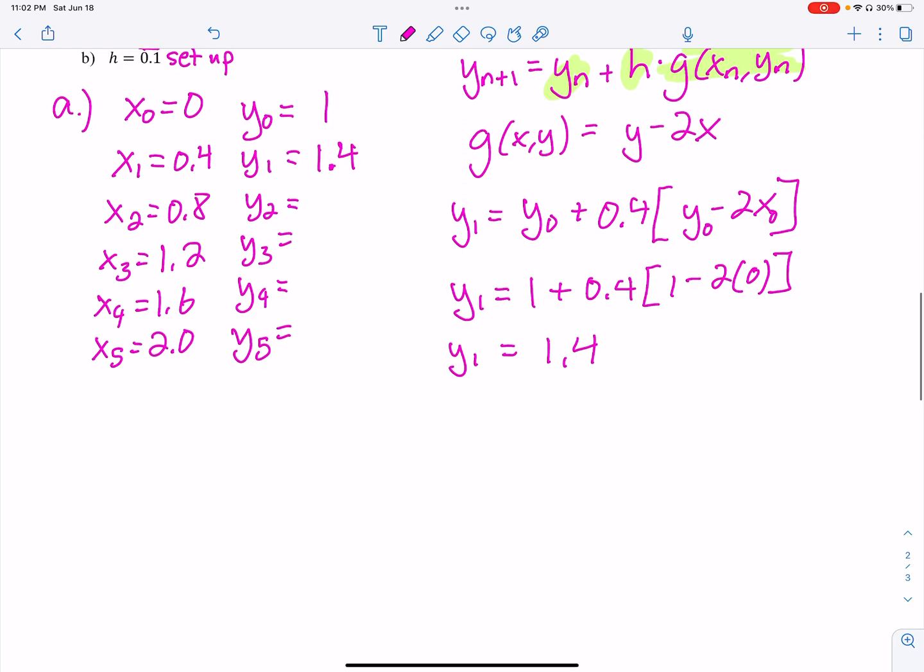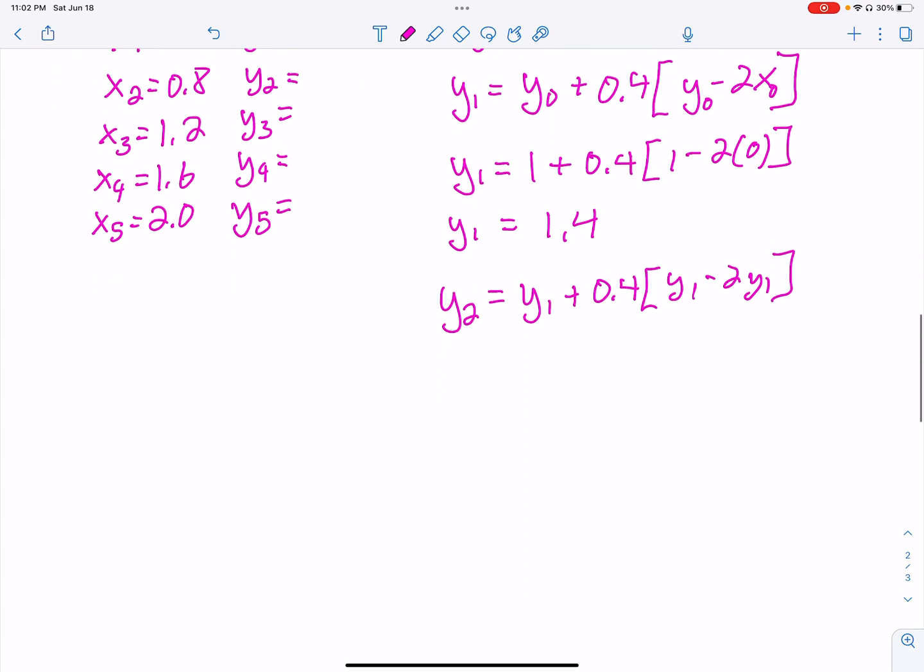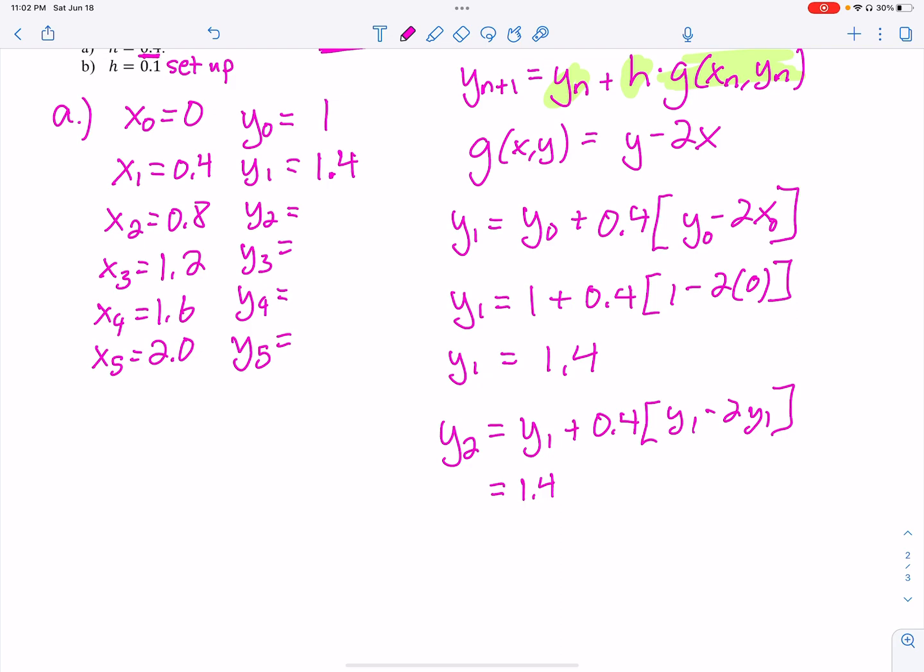So now I keep going. I want to know y sub 2. So that is y sub 1 plus 0.4 times y sub 1 minus 2x sub 1. The right side is always the one before it. That's how I don't mess it up. We're trying to create our new one with the old ones. So I plug those in. 1.4 is y1, plus 0.4 times. If I plug in those numbers, we get 0.6, which gets us 1.64. So you got a 1.64 there.